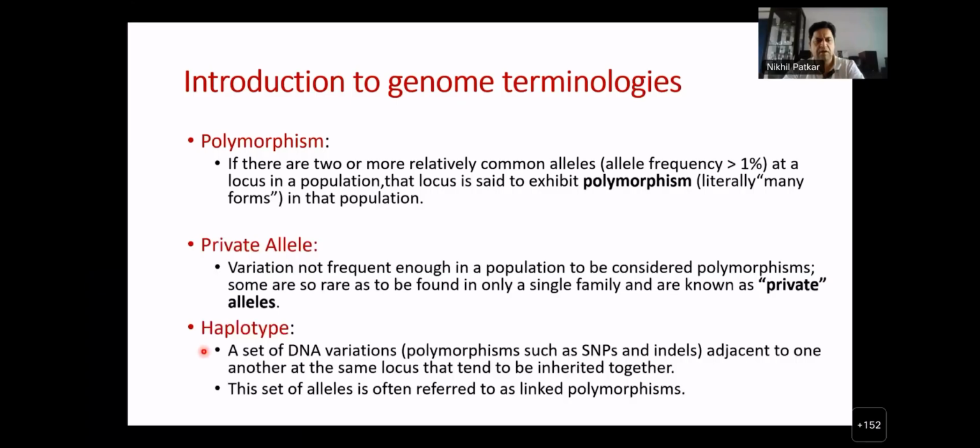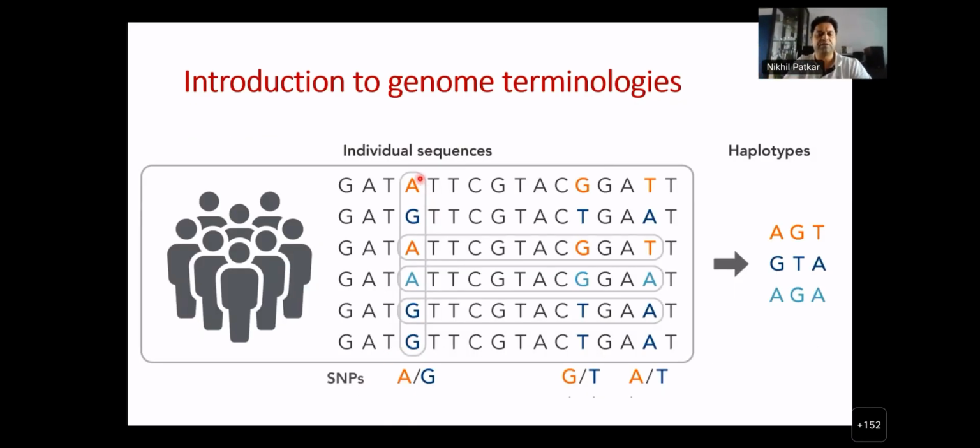I made you present. Okay, so another set of DNA variations which are adjacent to one another at the same locus, which are inherited together, are called haplotypes. When this particular set of alleles are linked together, they are called linked polymorphisms, based on which we do linkage analysis. So let us look at a group of individuals here. At this particular locus, you have A or G, so these are the two different types of alleles. But this A, G, and T are always inherited together in one individual, whereas G, T, and A are inherited in another one, or A, G, and A in another one. And these are called different haplotypes.